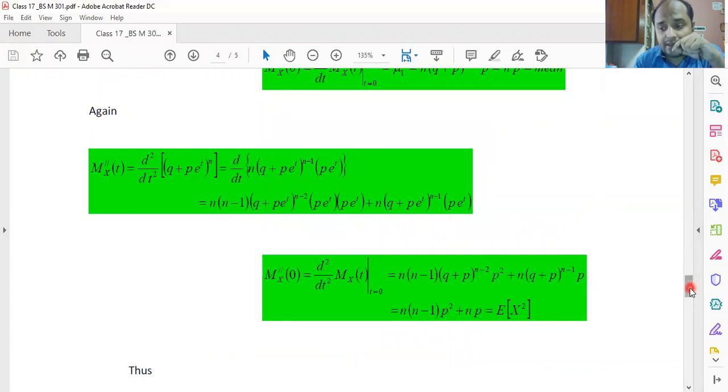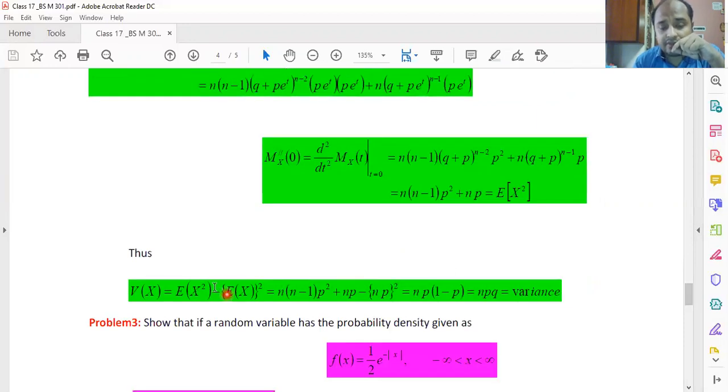But what will be V of X? V of X will be the difference of E of X square minus E of X whole square, and that will be n into n minus 1 p square plus np minus np whole square. And if you simplify it, you will get np into 1 minus p, which is npq. And that is the variance of the binomial variate. So I have shown you how to evaluate the statistical parameters like mean and variance for the binomial distribution also, using the moment generating function of the distribution.